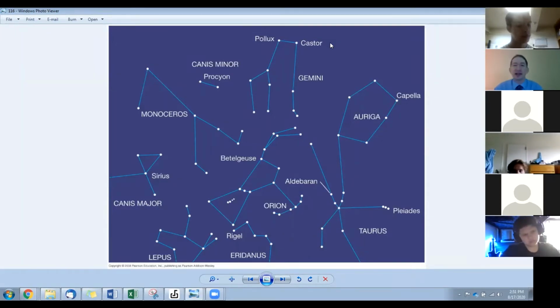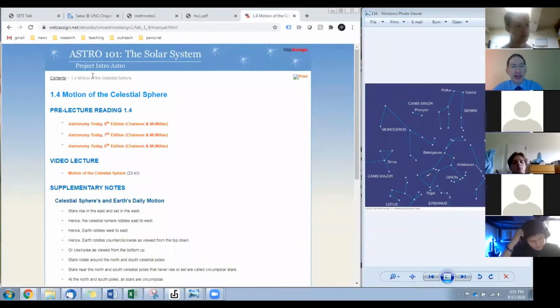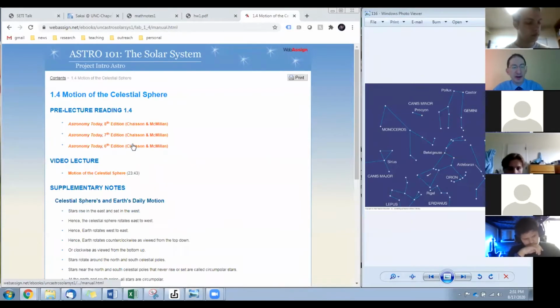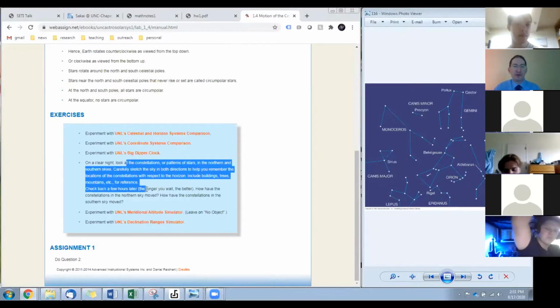This is an exercise that I want you to do, and it's written in the ebook. So let's go over to the ebook here, and we are under lesson 1. Go down to motion of the celestial sphere. Down near the bottom you have exercises, and as I mentioned last time, a lot of these links are dead. The UNL applications don't work anymore, and don't worry about that. But if there's an exercise that's really important, I'll mention it, and this is one that I want you to do. And it's written here in a paragraph form.